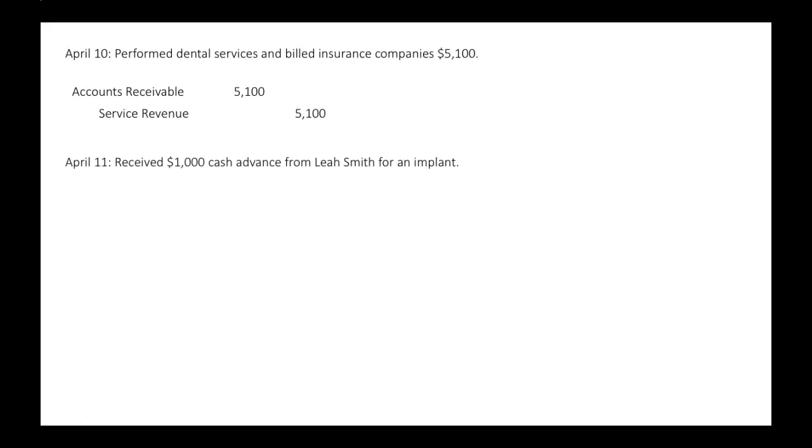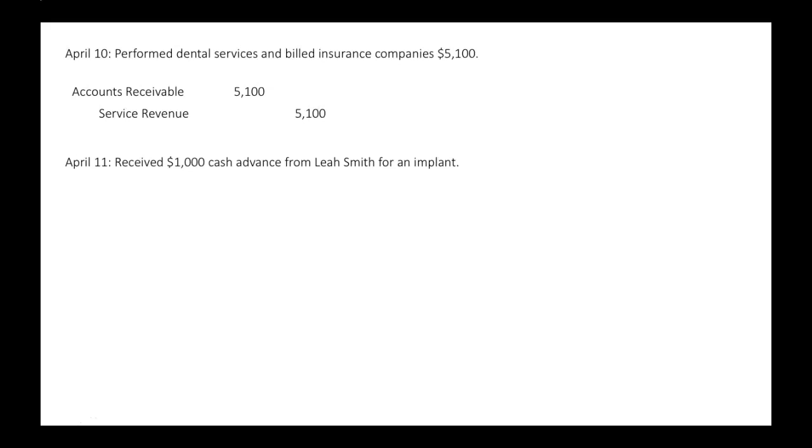Now here on April 11th, received $1,000 cash from Leah Smith for an implant. Leah Smith is a customer, and she's paying us $1,000 right now on April 11th for work that we will do in the future. Whenever you receive money before you perform the work, that's going to be considered an unearned revenue. So this is an example of an unearned revenue. A few other examples: gift cards, where a company will receive money before actually performing the work, or airline tickets. If you buy an airline ticket, you typically buy that well before the flight itself. Those are unearned revenues.